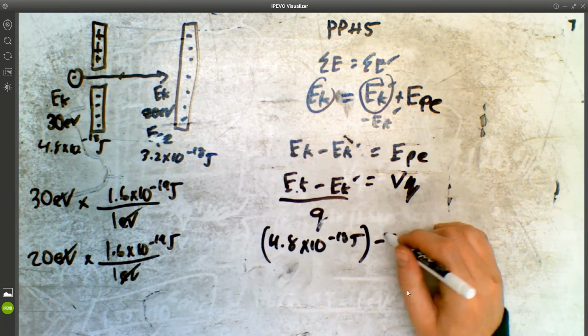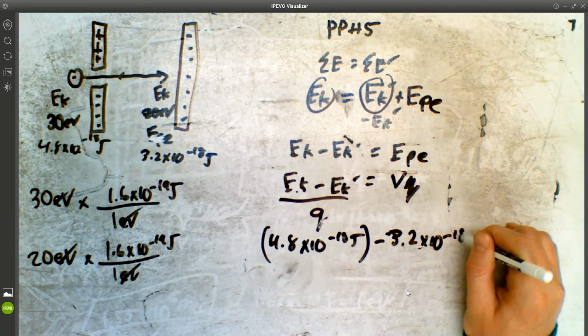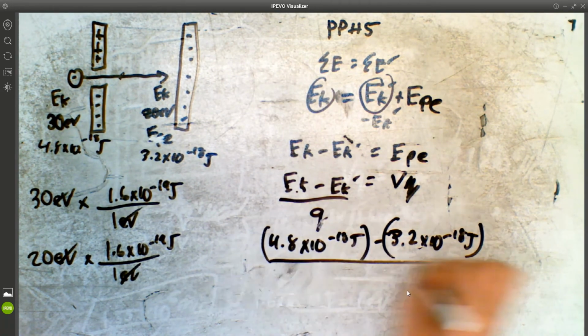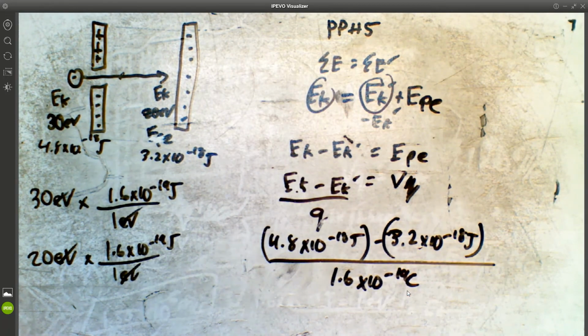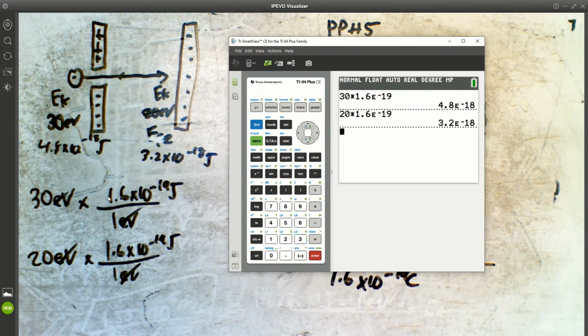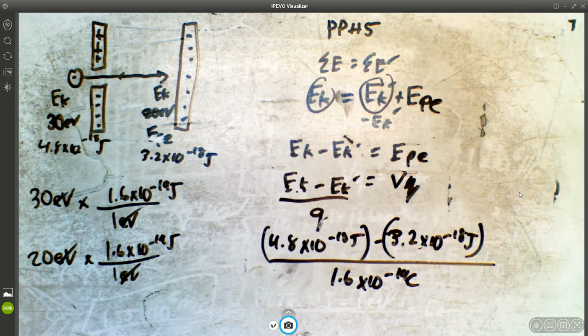Minus my EK after, 3.2 times 10 to the negative 18 joules. We divide it by Q, charge of the electron. And we can find our voltage. So when we do that in our calculator, right, we take this minus this, and we divide it by 1.6 times 10 to the negative 19, and we get 10.